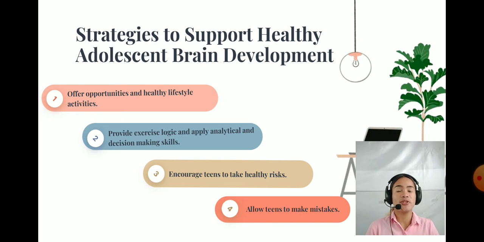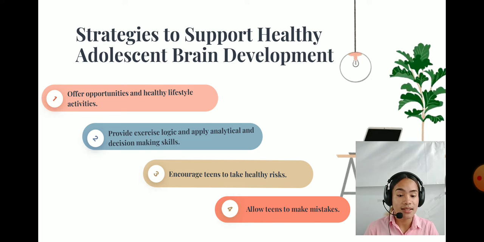So let's proceed to these strategies to support healthy adolescent brain development as a part of physical development during adolescence. First, we are encouraging teens to have a healthy lifestyle and offering opportunities for positive experiences. Second, we're going to provide meaningful opportunities for teens to exercise logic and apply analytical and decision making skills to build up those brain functions. Third, encourage teens to take healthy risks. Taking such risks will help to develop a stronger frontal cortex, effectively giving the teen more valuable life skills. The fourth one is to allow teens to make mistakes so that they can learn from them.